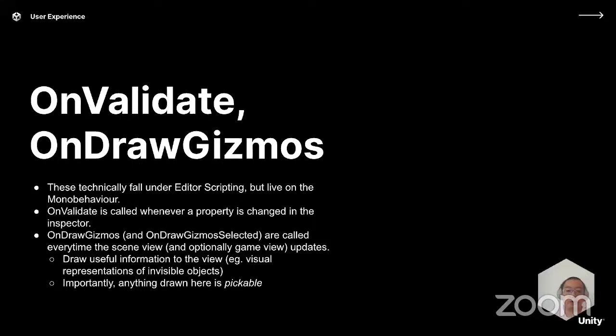OnValidate is called only when a property is changed in the inspector, and when the script gets loaded. It does not get called if a script changes a value, only the inspector. OnDrawGizmos and OnDrawGizmosSelected are drawn in the scene view, optionally the game view, and they allow you to draw useful information and visualize otherwise invisible information. And the really cool thing is that everything that you draw in this method is pickable. We'll have a concrete example later.